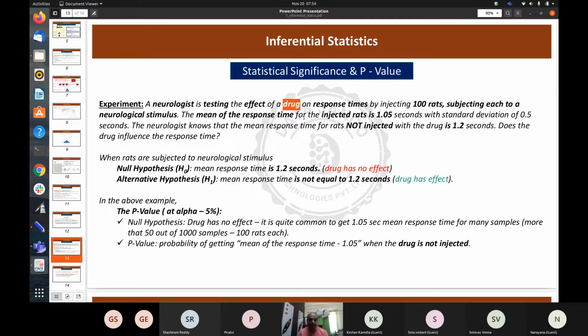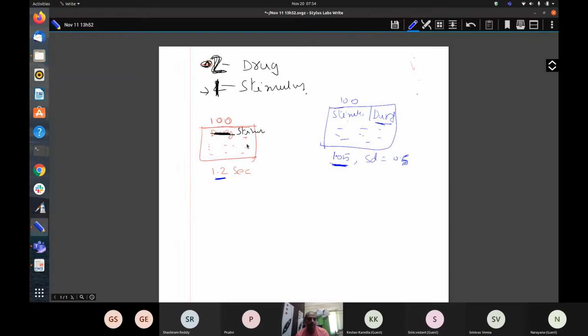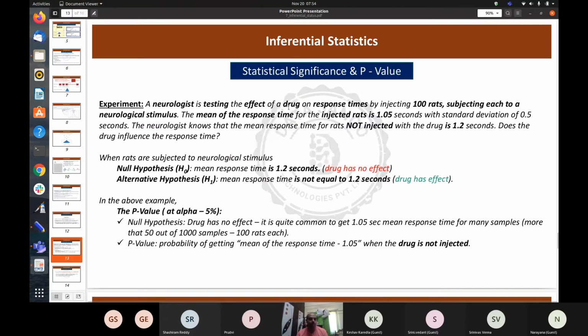Now the significance test is going to be for the drug, whether the drug is significant or not. So null hypothesis is going to be what we know, the generally accepted fact. What is it? 1.2 seconds, right? In general, we were getting 1.2 seconds. I said I found a new drug, and when I injected the new drug, I am getting 1.05 seconds response time.